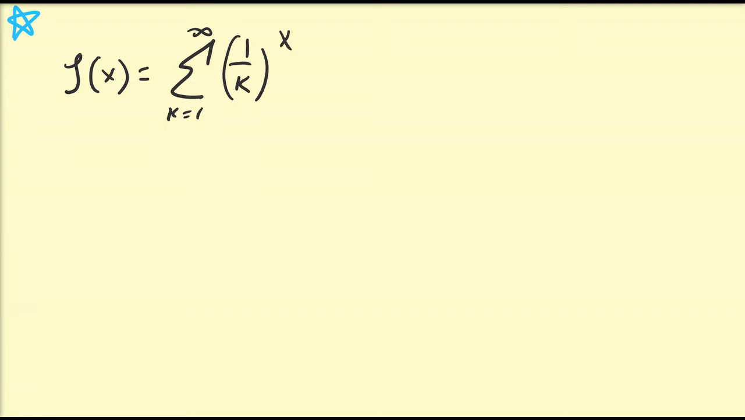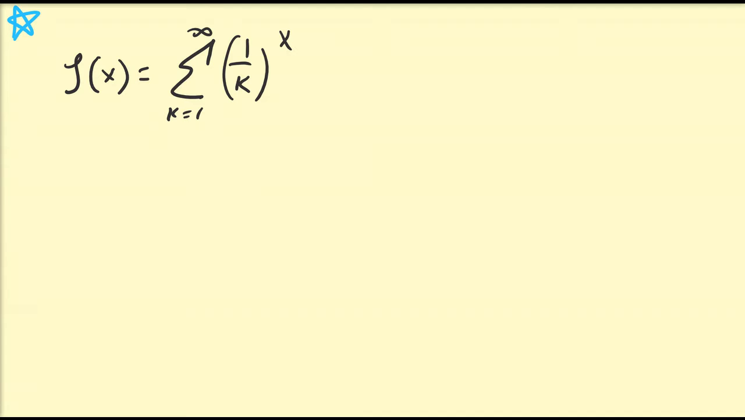Hello there. In this video we're going to investigate some particular infinite series that can be represented via the Riemann-Zeta function. So recall the Riemann-Zeta function, zeta of x, is defined to be equal to the sum from k equals 1 to infinity of 1 divided by k to the power of x.